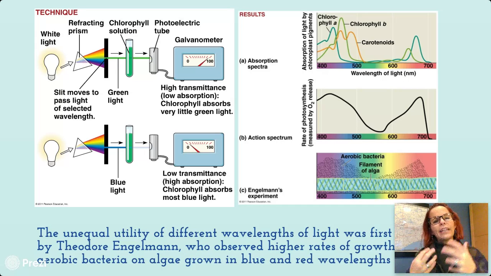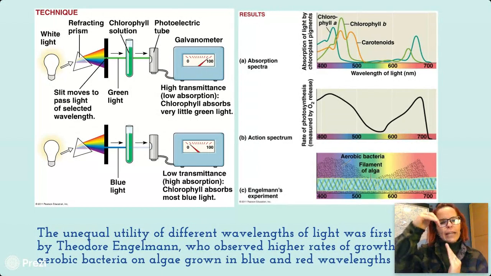The galvanometer is capable of registering that electric charge and showing us how strong the electric charge is. So if more photons are being detected by the tube, the galvanometer will record a high level. And if not very many photons are being detected by the photoelectric tube, then it's going to show low.